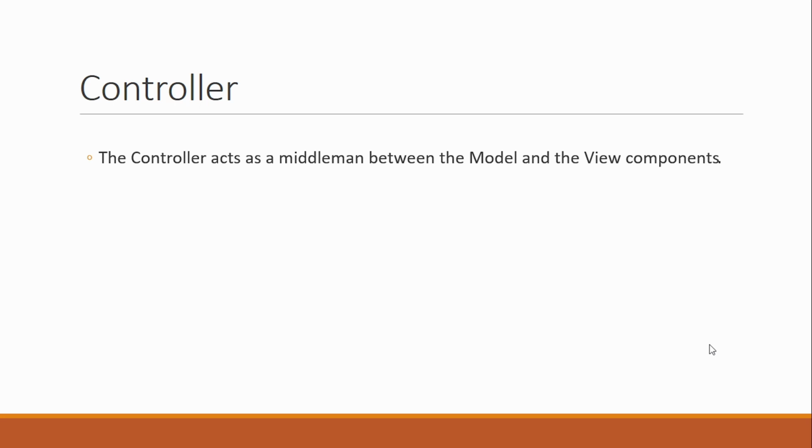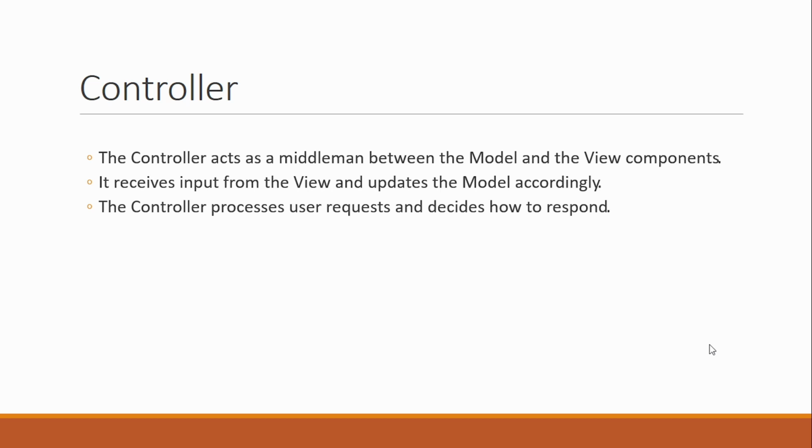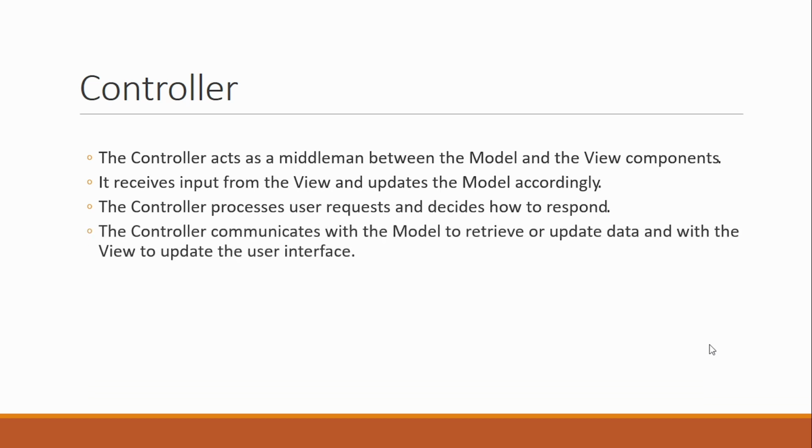The controller component in MVC is like the conductor of an orchestra. It is responsible for keeping everything in sync and making sure that the music flows seamlessly. In this case, the music is the application and the controller acts as the middleman between the model and the view components. The controller receives inputs from the view and updates the model accordingly, processing user requests and deciding how to respond. It communicates with the model to retrieve or update data, and with the view to update the user interface, ensuring that everything is kept in sync and working together seamlessly.